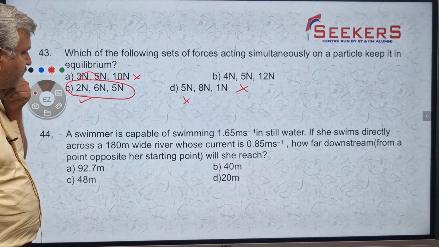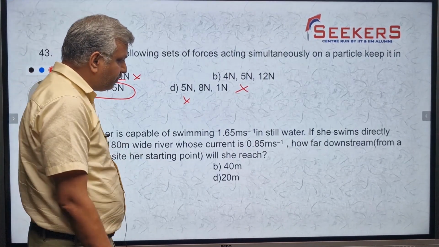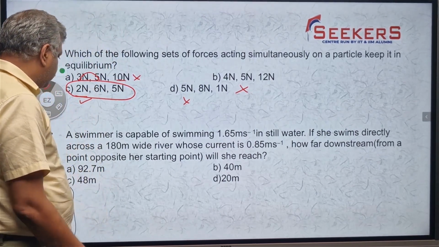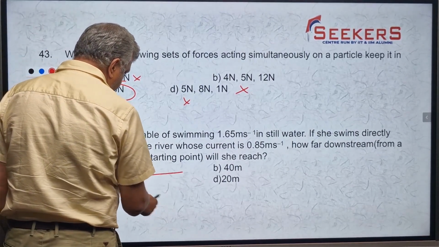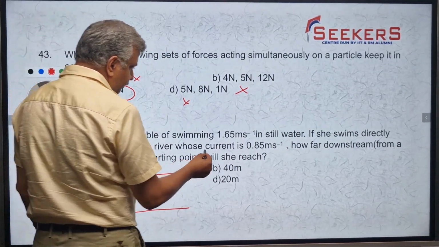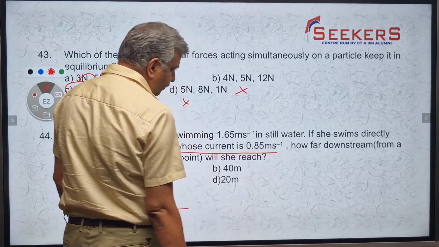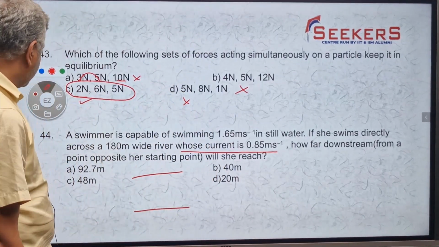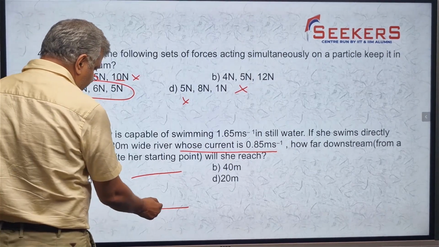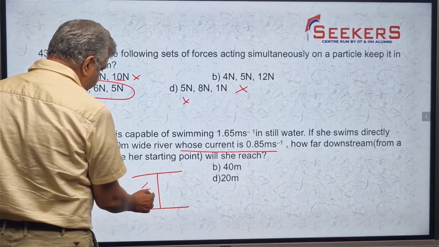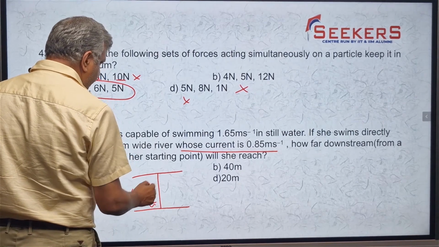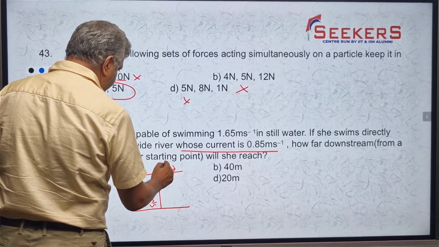A swimmer is capable of swimming 1.65 meters per second in still water. If she swims directly across a 180 meter wide river, so there is a wide river whose current is 0.85 meters per second. How far downstream from the point opposite her starting point will she reach? So she is trying to go this way, 1.65 meters per second. Now this distance is how much? 180 meters. Now the stream is flowing at 0.85.